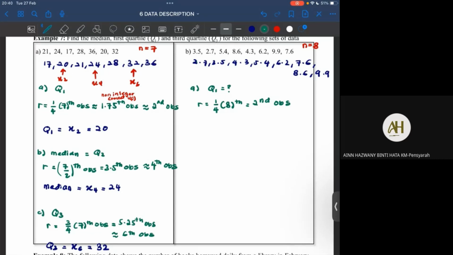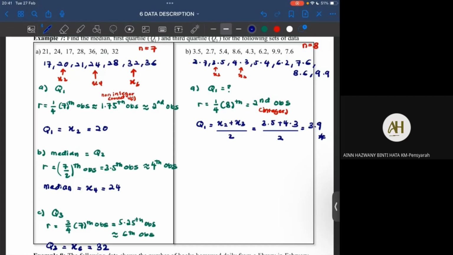Okay, the answer, this is integer. Okay, jawapan kita bukan observation yang kedua. Okay, jawapan kita ialah Q1 equals to, kita kena tambahkan, tapi bukan tambah 2 tambah 3 bagi 2, kita tambahkan observation kita. Okay, X2 tambah X3 bahagi 2. So observation yang kedua ialah X2. This is third observation. So 3.5 plus 4.3 divided by 2. So Q1 kita is 3.9.